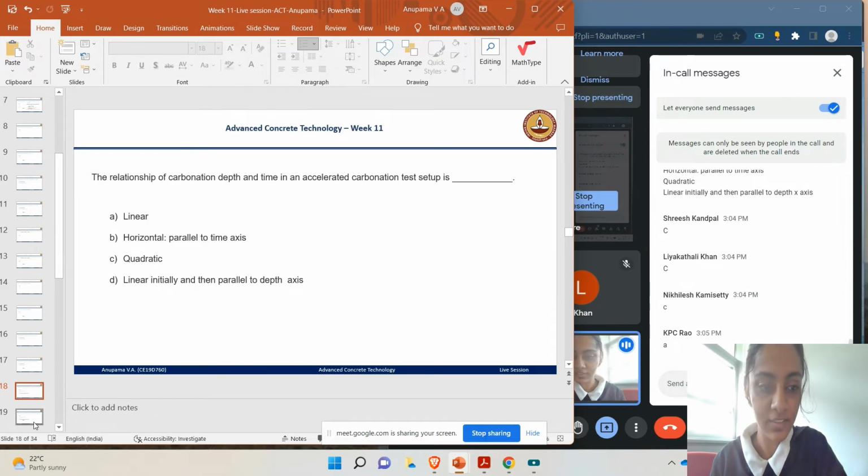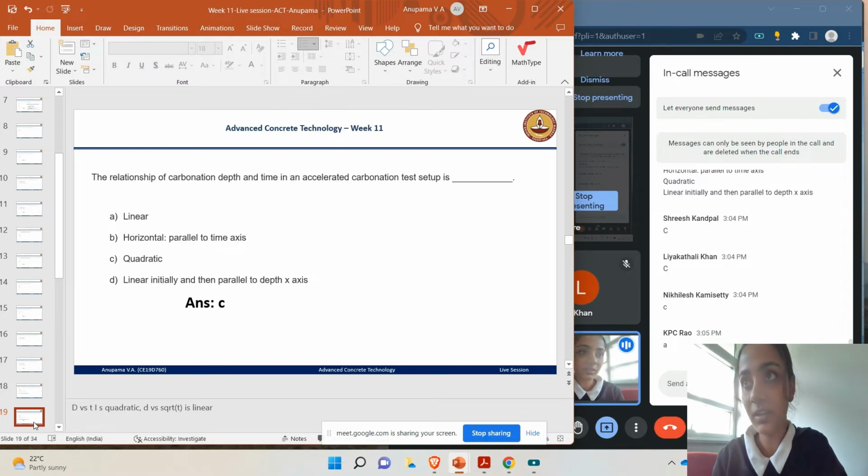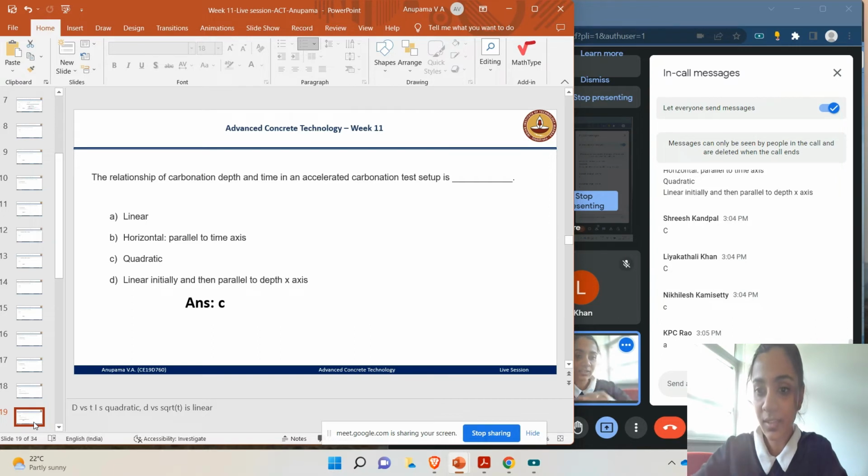Okay, let's move to the correct answer. The correct answer is C, which is quadratic. Since we are accelerating the process of carbonation and because of the heterogeneity of the concrete, it is not like within 5 minutes, suppose it is 1 mm depth, in the 10 minutes it will be 2 mm depth. No, that will not happen. It will actually be fast initially and then gradually it will become a steady state. So it is kind of a quadratic relationship between the depth and the time axis.